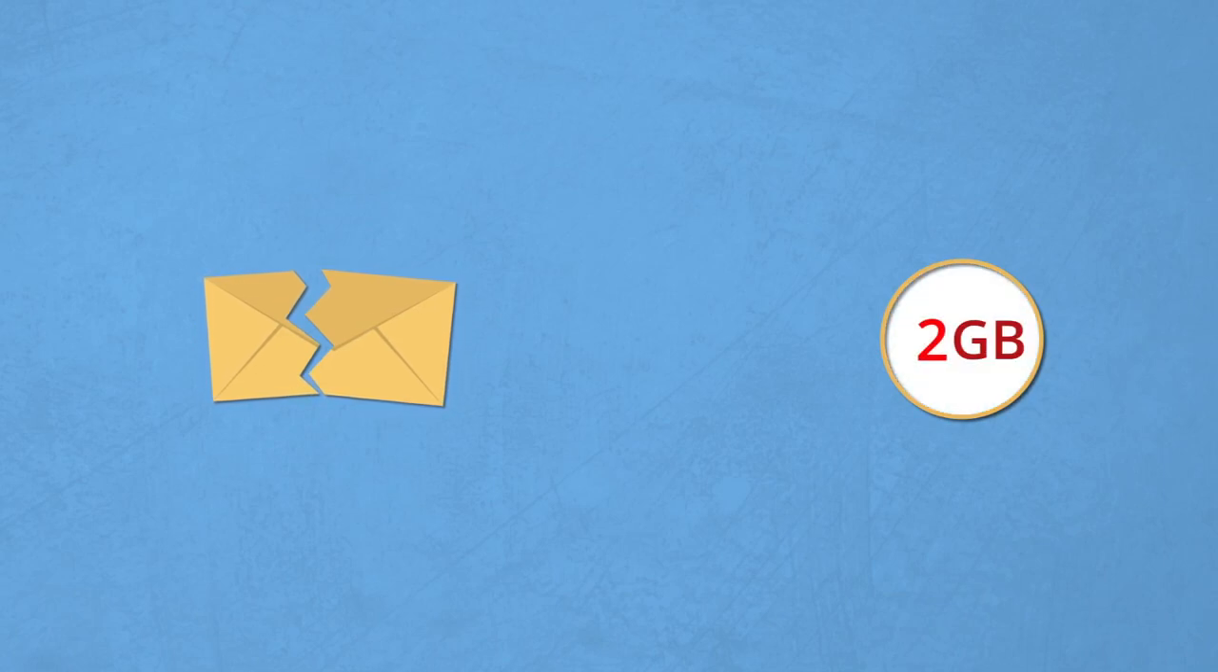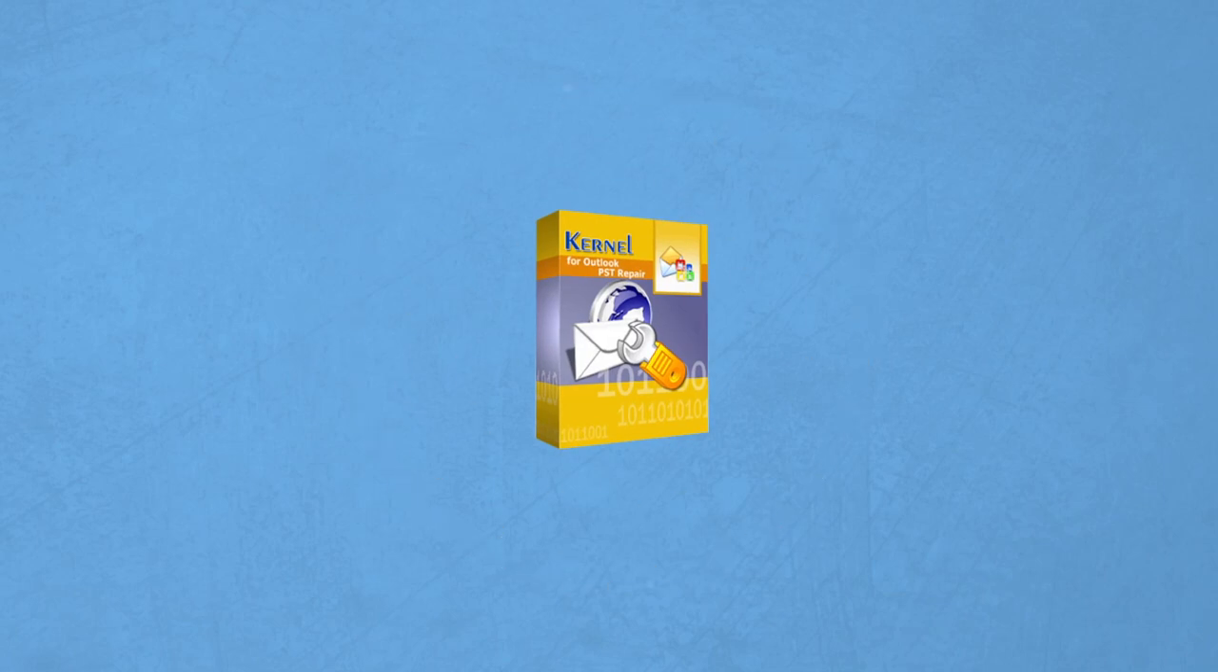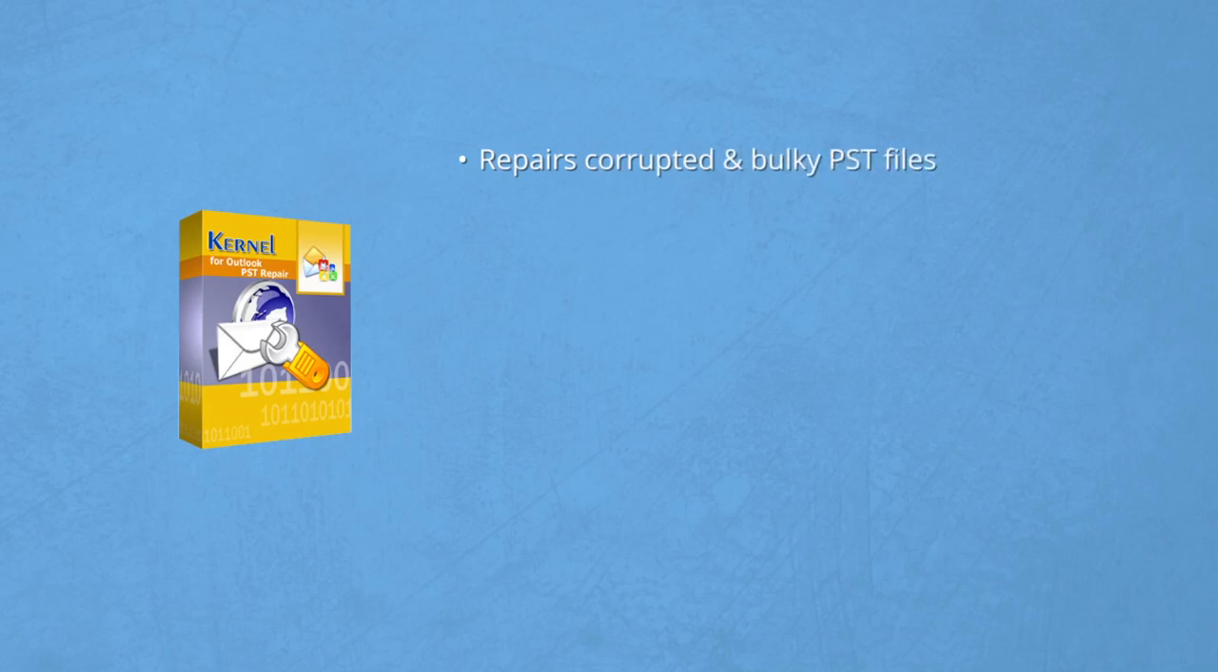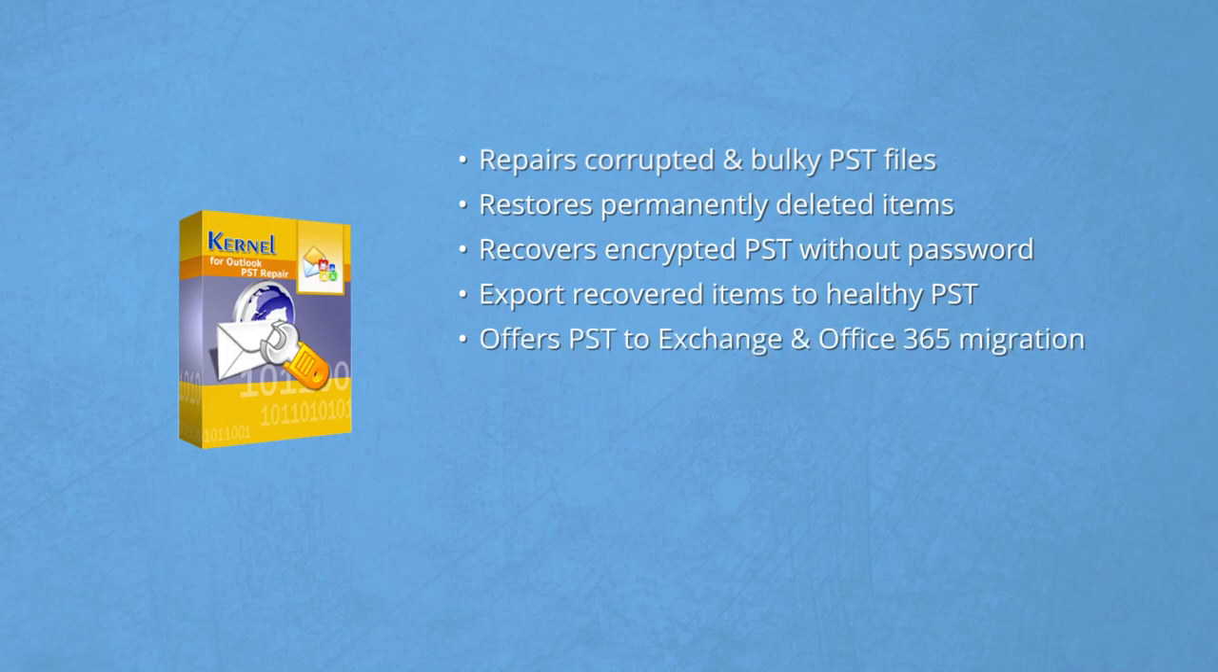Whereas the Inbox Repair Tool can only repair PST files whose size is 2 GB or less. If the size of your PST file is more than 2 GB, then you should use a third-party tool. Use Kernel for Outlook PST Repair, as it offers these special features: repairs corrupted and bulky PST files, restores permanently deleted items, recovers encrypted PST without password, exports recovered items to a healthy PST, offers PST to Exchange and Office 365 migration.